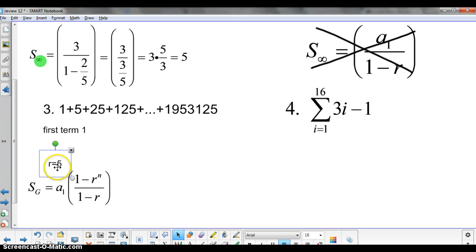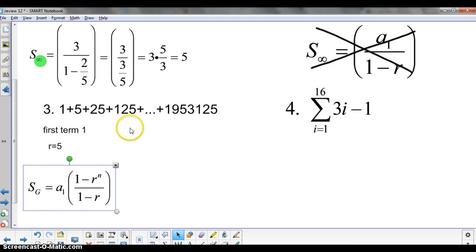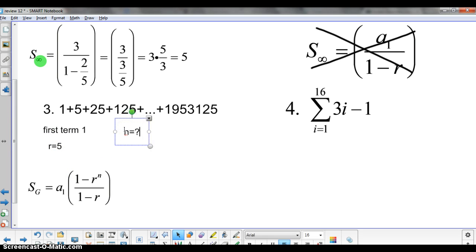R is equal to 5. But the thing that we're not sure about right now is n. Okay, what does that equal? Because I know that technically this is my first term, and then this is my second term, and this is my third term and fourth term. But then how far does it go?